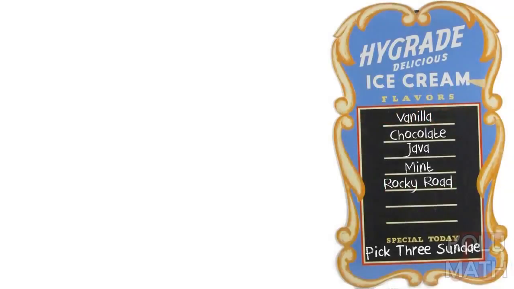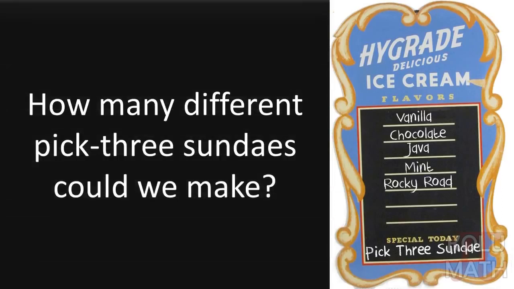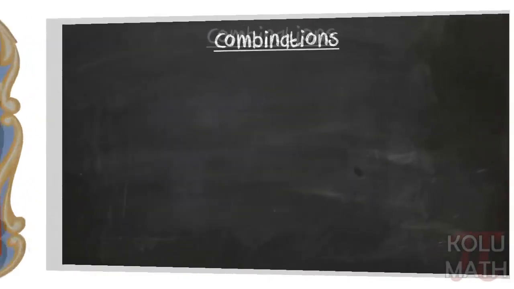We've got a pick 3 sundae, which means we get to pick 3 of those flavors. We want to know how many different pick 3 sundaes we could make. Well, there's 5 different options, and we're going to choose 3 of them. So it's a 5C3. We can just go ahead and apply that directly into our formula.